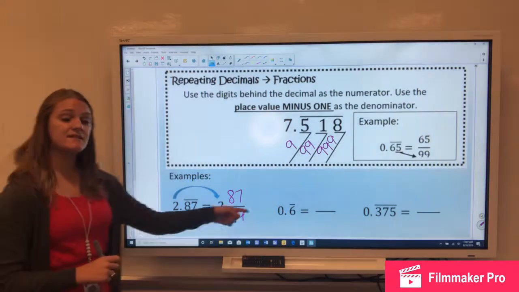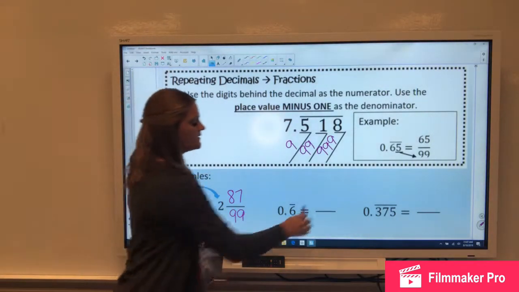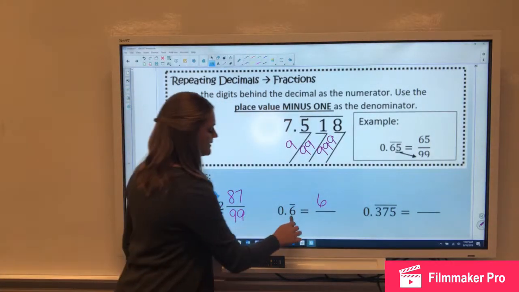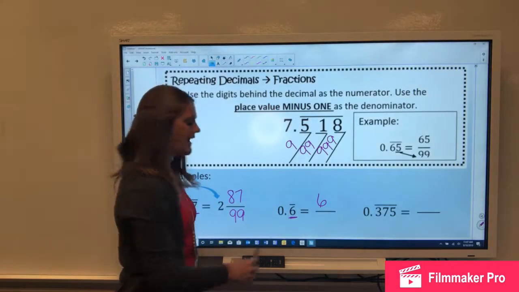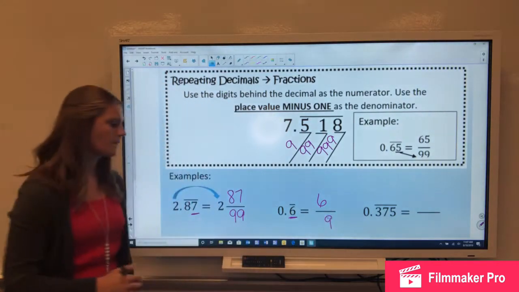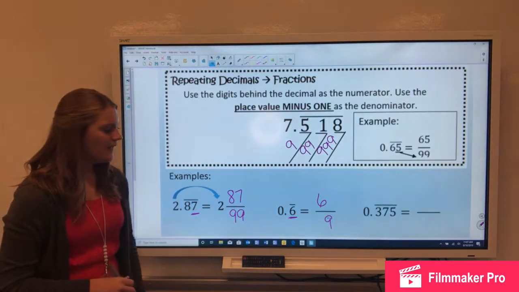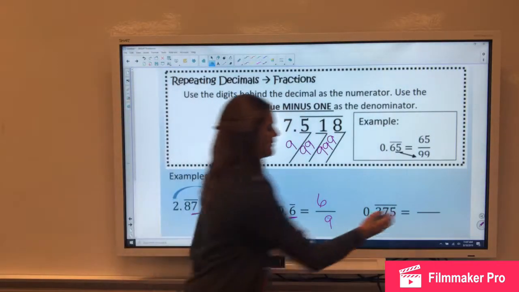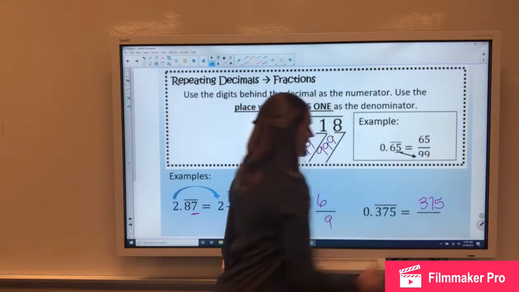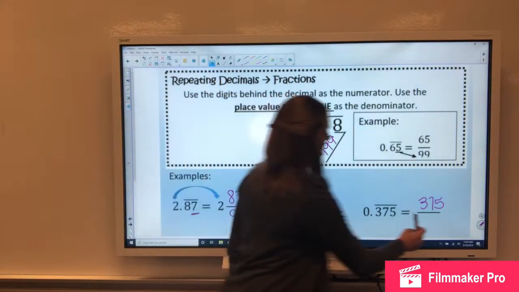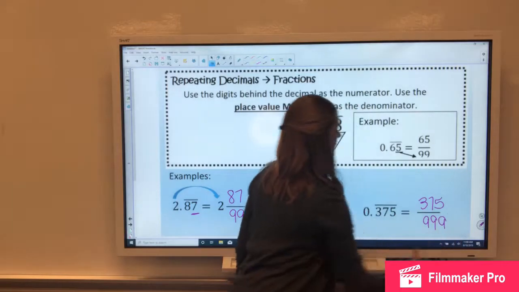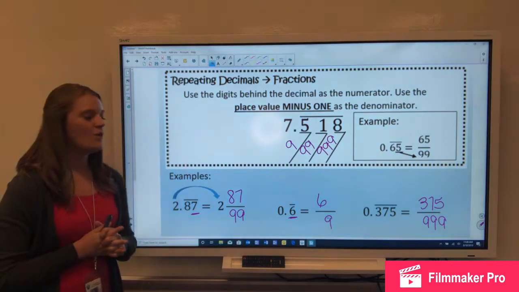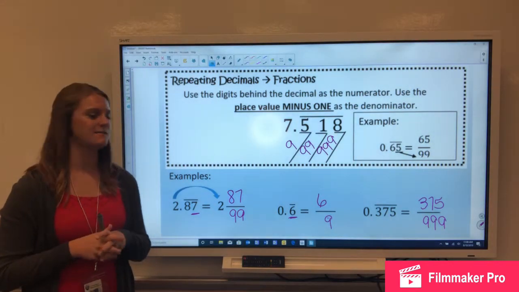All right, let's try 0.6 repeating. So 6 is the digit behind the decimal. That's our numerator. And it's in the tenths place, so we're not going to use 10, but we're going to use 9. All right. And 0.375 repeating, or 375 thousandths repeating, we're going to put 375 as our numerator. And instead of 1,000, we're going to use 999. All right, if you need to pause the video and write down these examples, you can do so now. We're going to do a few practice problems before we finish our lesson.